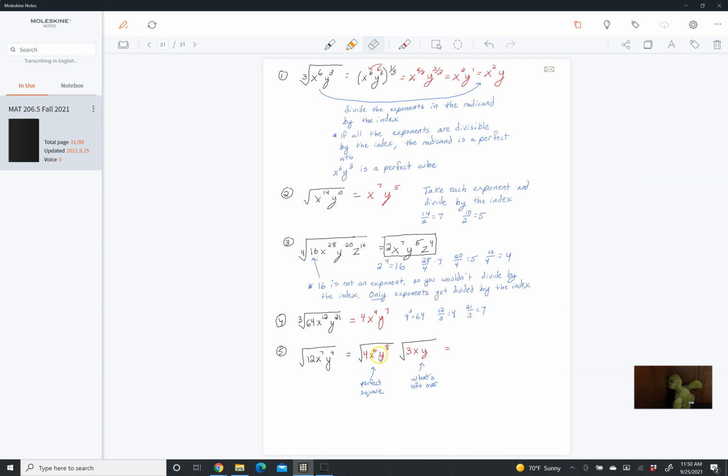So this is a perfect square. The square root of 4 is 2. The square root of x to the 6th is x to the 3rd. We divide the exponent by the index. And the square root of y to the 8th is y to the 4th. 8 divided by 2 is 4. And then the square root of 3xy just gets left alone.